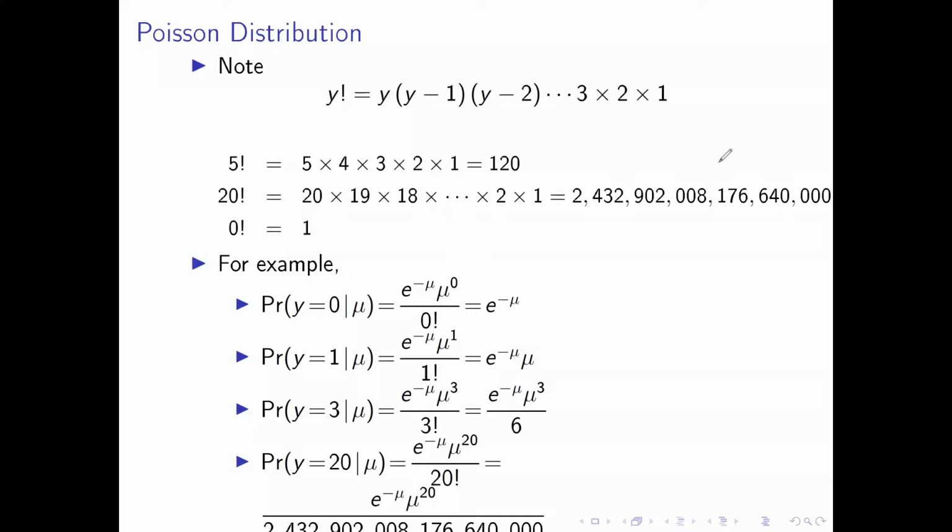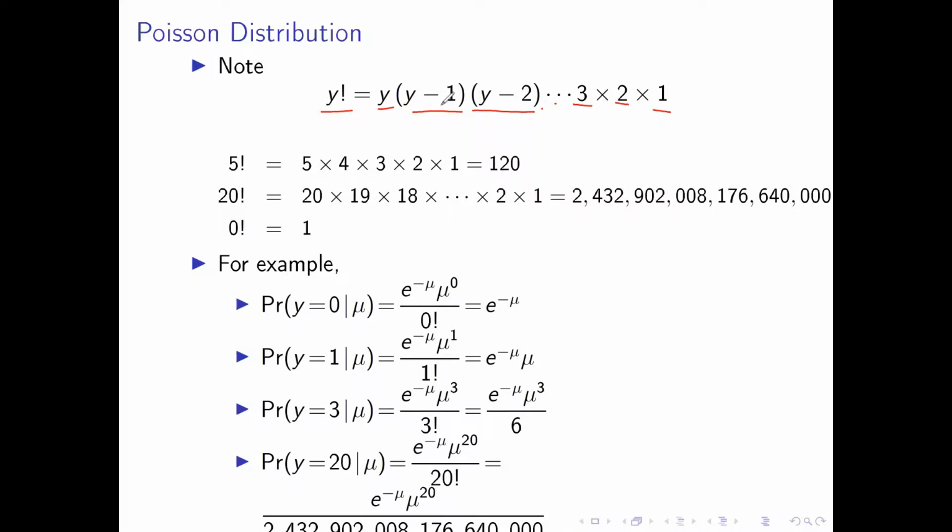First of all, let me explain what a factorial is for those who are new to this topic. So here we have y factorial. What is y factorial? We multiply the integers from 1 to y. So y factorial is equal to 1 multiplied by 2, multiplied by 3, and so on until we hit y minus 2, y minus 1, and y.